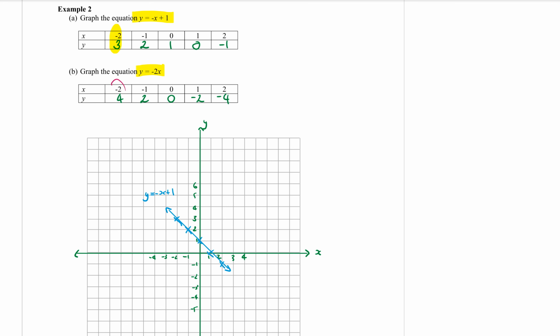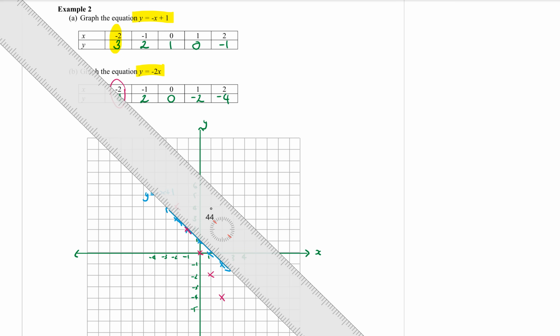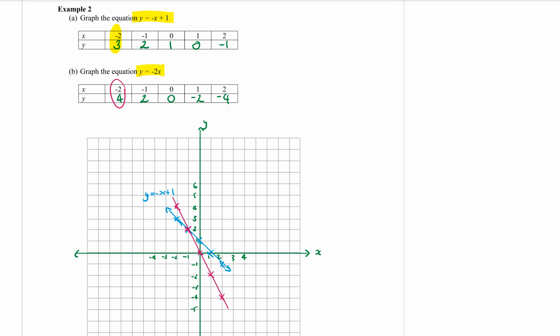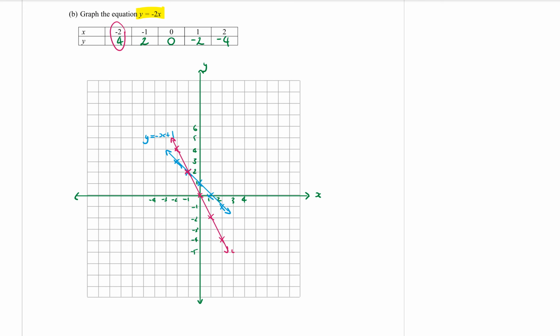Plotting that, we had minus 2, 4. Then we had minus 1, 2. 0, 0. 1 goes down to negative 2. And 2 goes down to negative 4. Ruler again. Okay, nice, neat, straight line. Arrows on the end. This time I might write the equation down this end. y equals minus 2x.